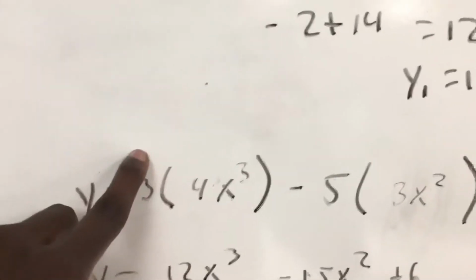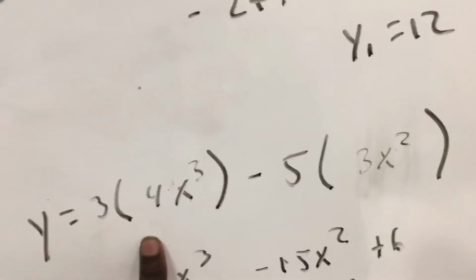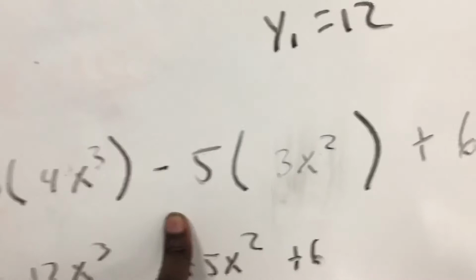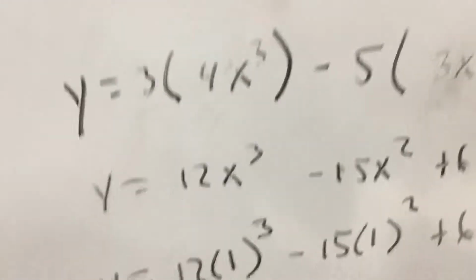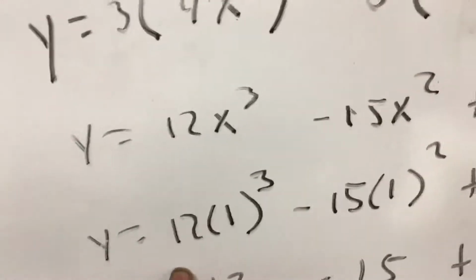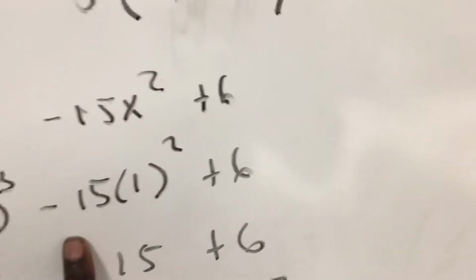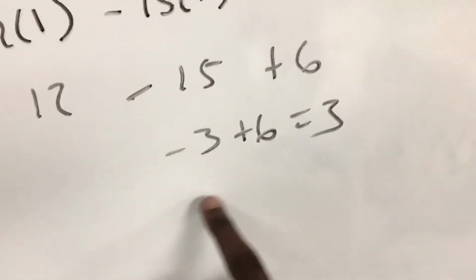Then once you get to that step, you distribute across the equation, and then you get 3 times 4 equals 12, x cubed. -5 times 3 is -15, x squared. And just bring down the 6. Then this was where you plug in the x again. You get y equals 12 times 1 cubed, which is once again 1, because 1 times 1 times 1 equals 1. Same for -15 times 1 squared is 1. And then you get plus 6. Then once again you do PEMDAS again, and you get 12 minus 15 plus 6, which is -3 plus 6, which equals 3. Then once you get everything, that becomes your m, the 3 right here.